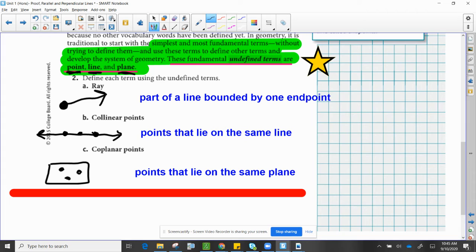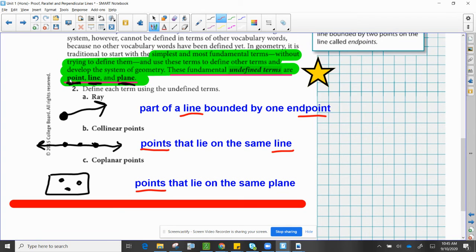Okay, so looking at these definitions, you can see that they're all kind of structured around our 3 undefined terms, point, line, and plane. So a ray is a part of a line bounded by one endpoint. Collinear points are points that are on the same line. Coplanar points are points that lie on the same plane. So every definition that we learn in geometry is going to be based off of these 3 undefined terms. Since once we know these 3 terms, we can use them to define more terms. And we keep building on it to create more definitions and things that we know in geometry.